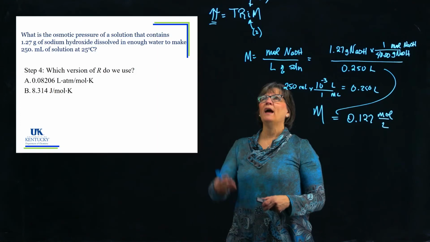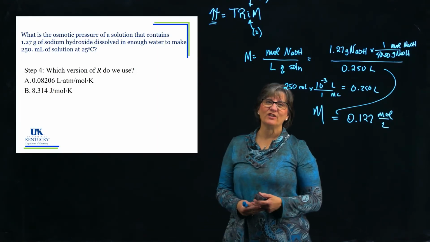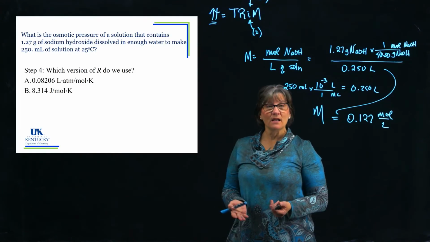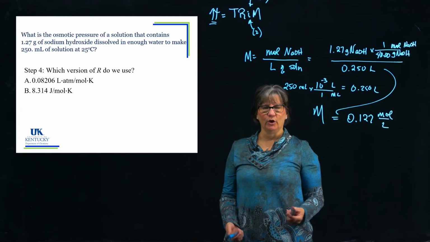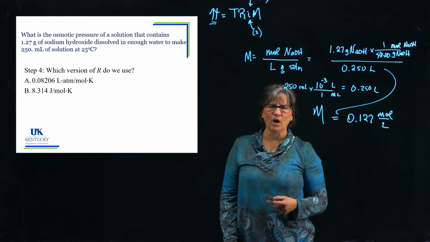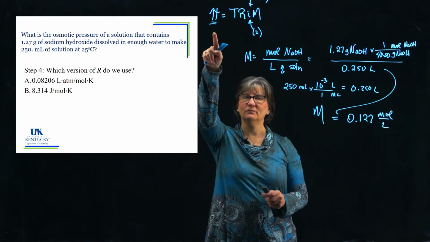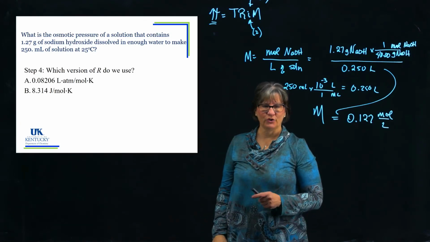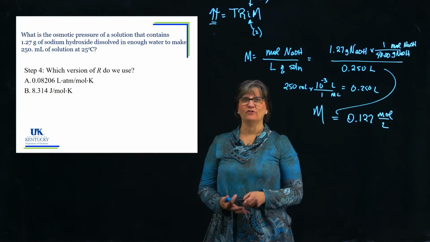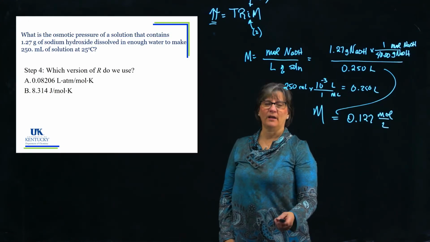Okay, so we have another thing in this equation, and that is R. R is our ideal gas constant. For our ideal gas constant, we have some choices here. Which one would we use? Well, we have to use the one that has the pressure unit in it, because for osmotic pressure we need to have a pressure unit, and that would be A. So the right answer for that is to make sure that we have A there.